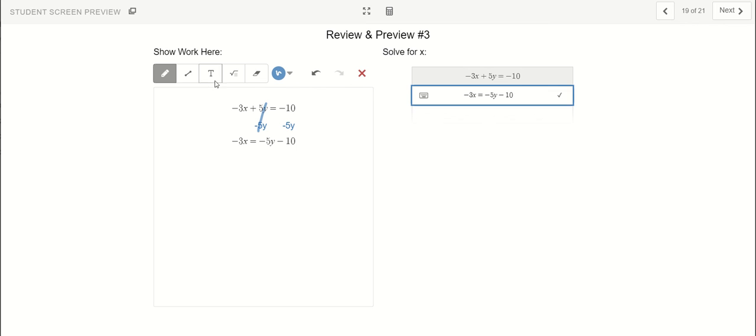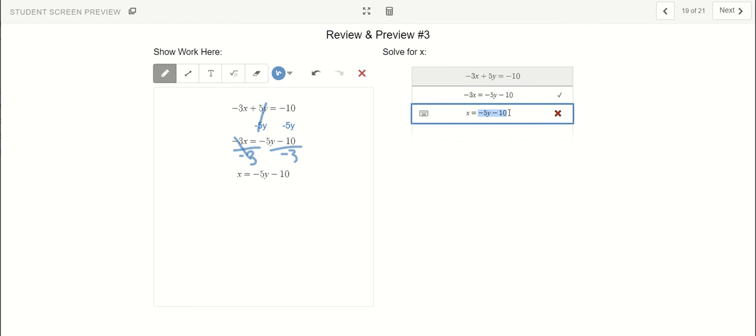And then finally, to solve for x, I need to cancel out this 3 by dividing by negative 3. But whatever I do to one side, I need to do to the other side. So notice that times negative 3 divided by negative 3, multiplication and division cancels out. So I'm left with x equals, I have this part, I'm going to copy and paste, and I need to divide this part by negative 3. Okay, so that's solving for x.